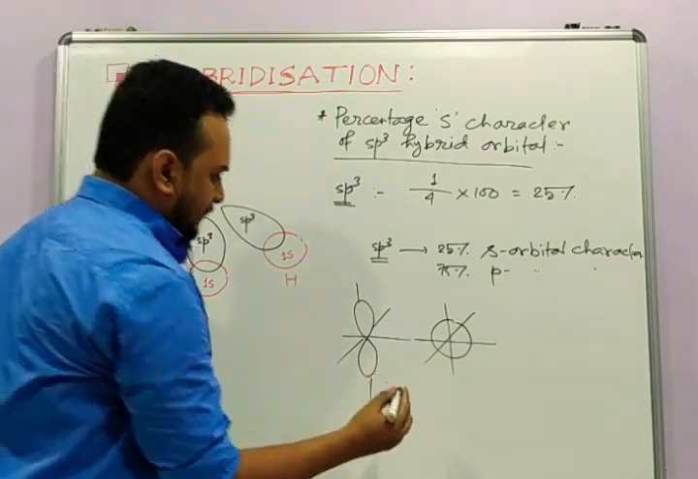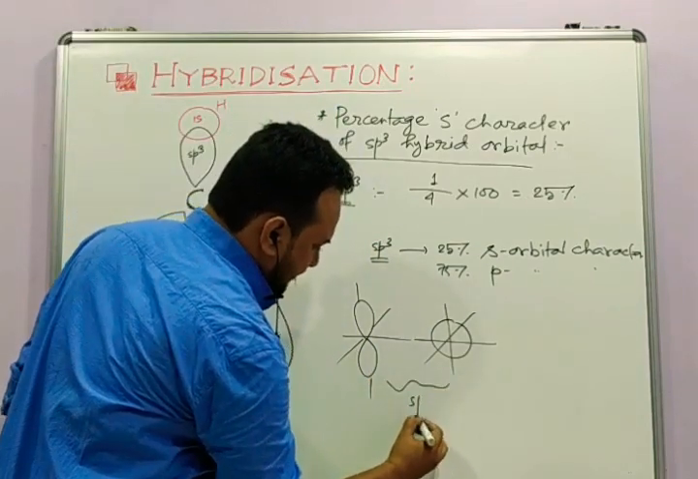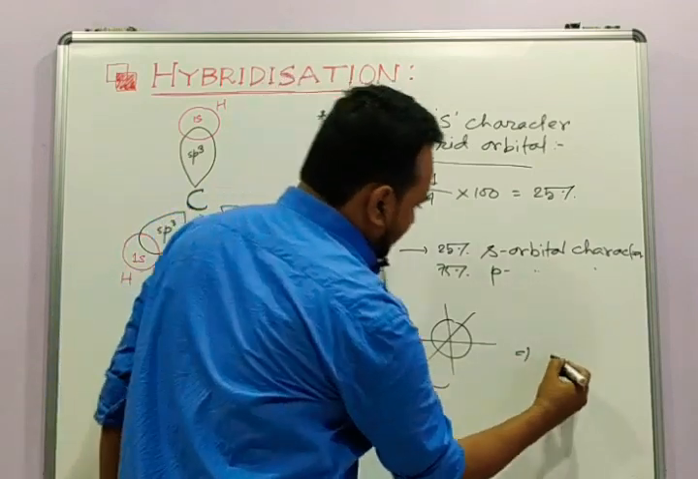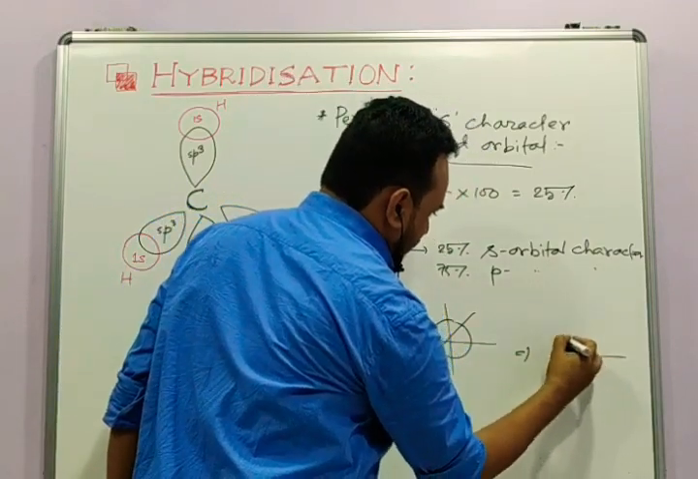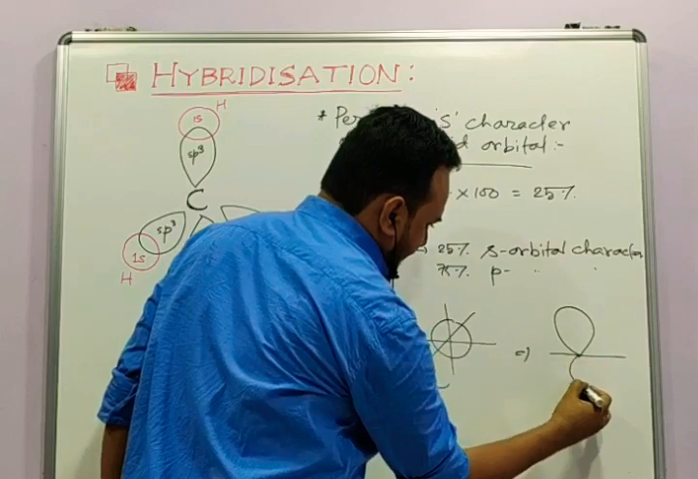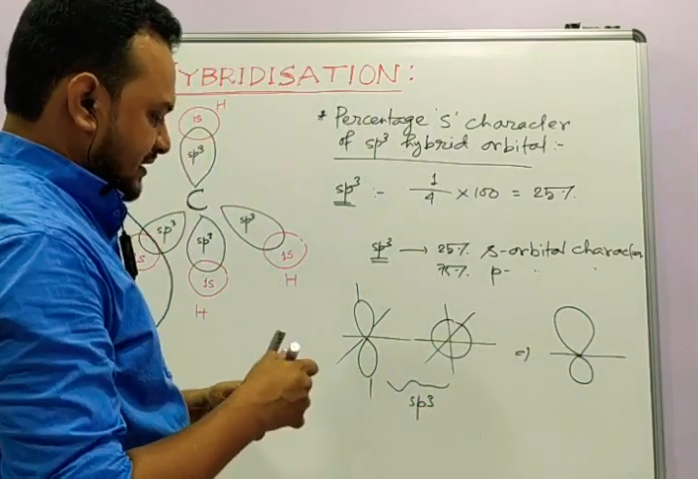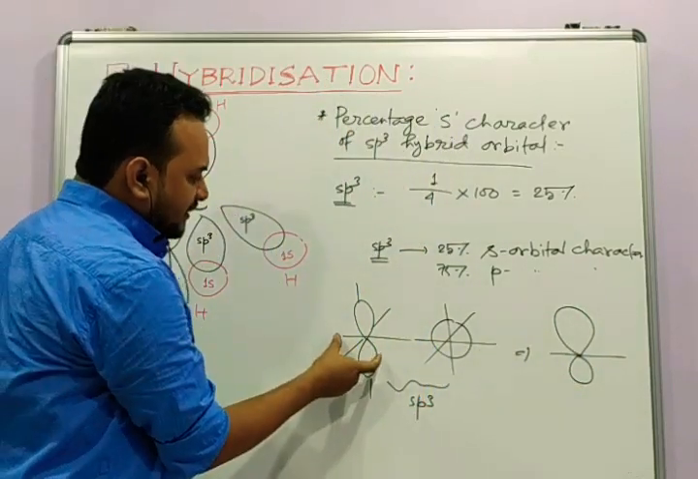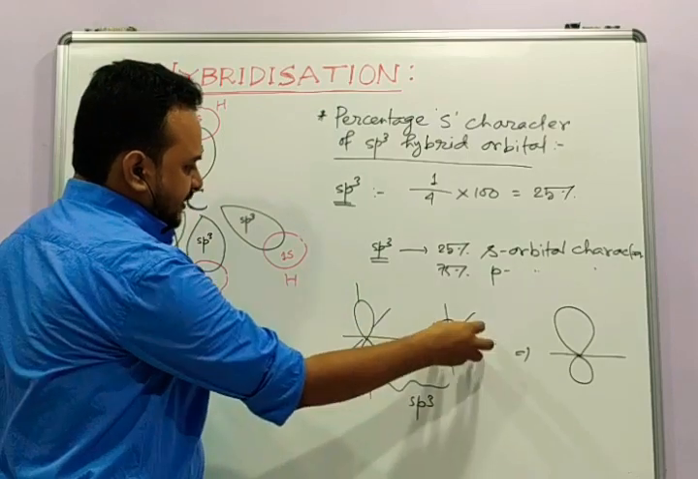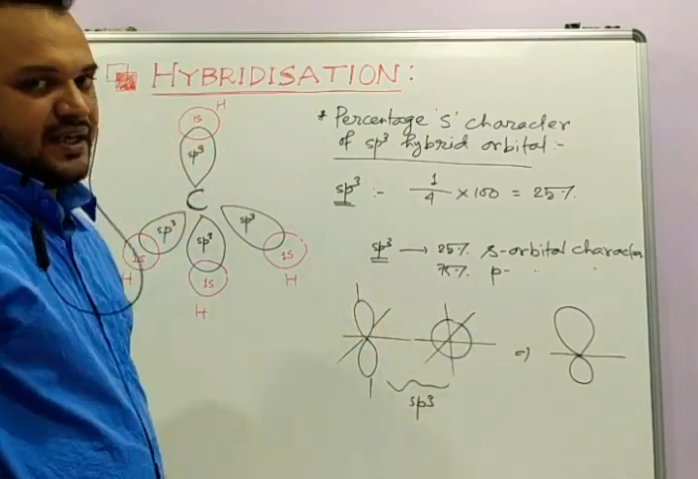As a result, when they undergo sp3 hybridization, they give you a hybrid orbital where one of the lobes becomes a little bit bigger and the other lobe becomes smaller. That means the p orbital is tending towards a sphere. 25% s character is included.